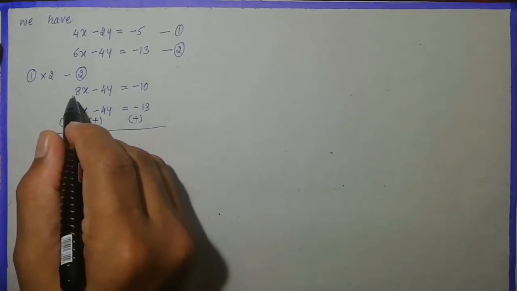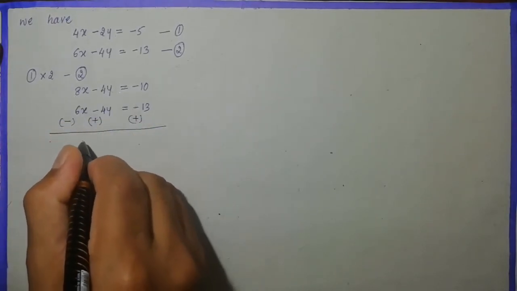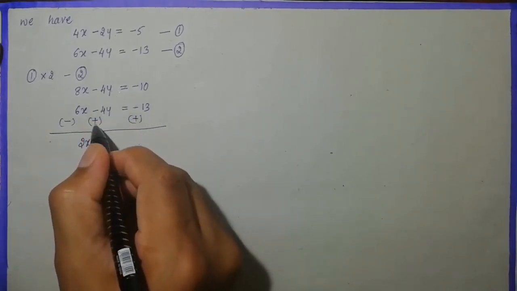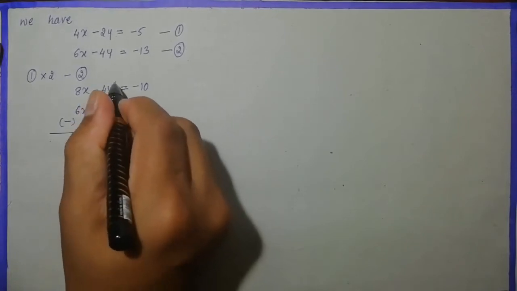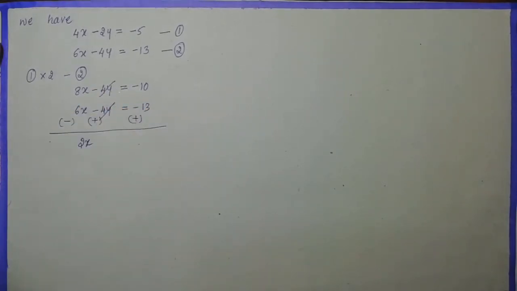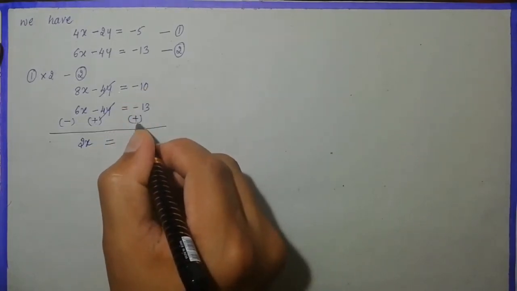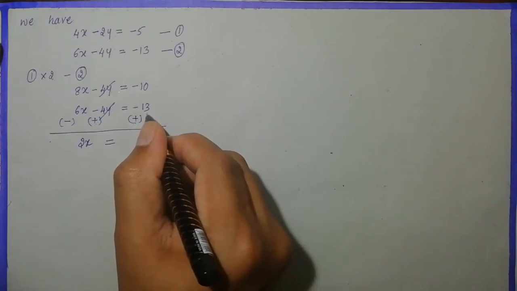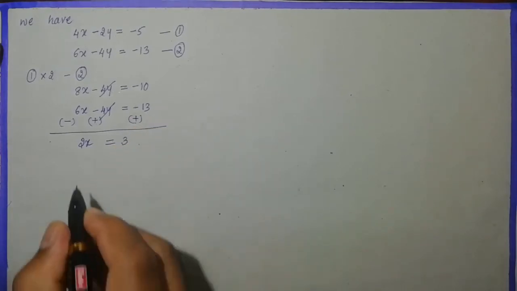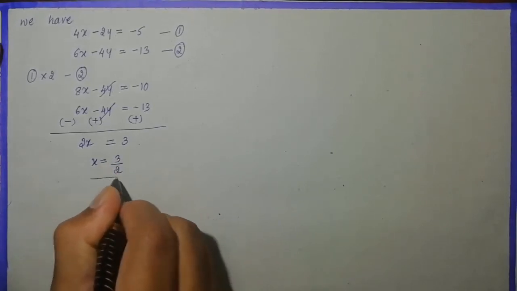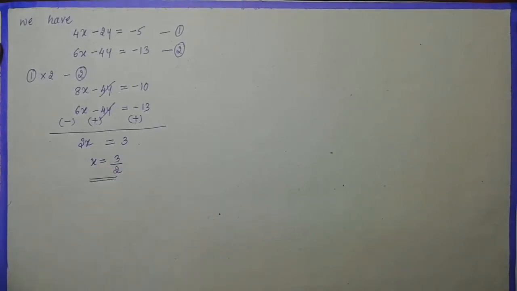Now 8x minus 6x becomes 2x. Then minus 4y plus 4y gets cancelled. One of the variables has disappeared. Now on the right side, minus 10 and then plus 13, you need to subtract here. It will become plus 3. So the value of x is 3 divided by 2. Therefore, the x coordinate of p is 3 by 2.